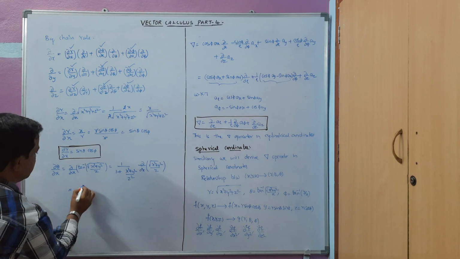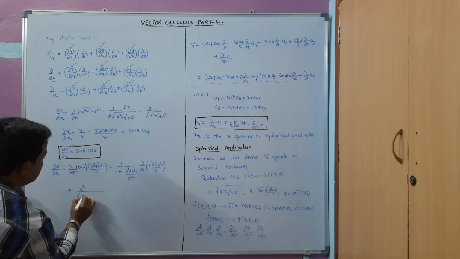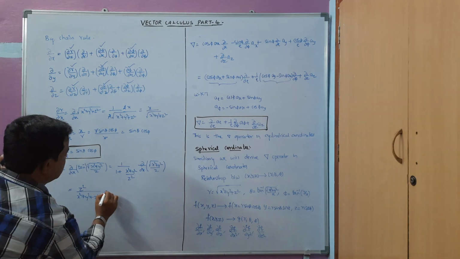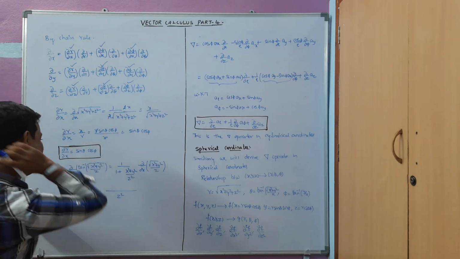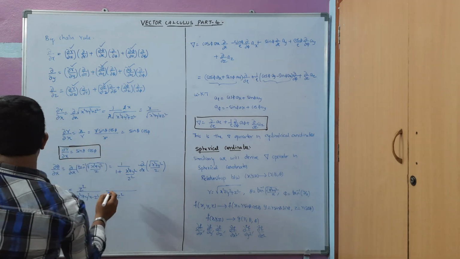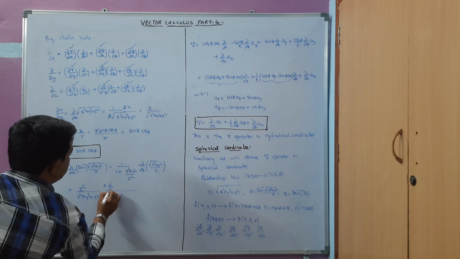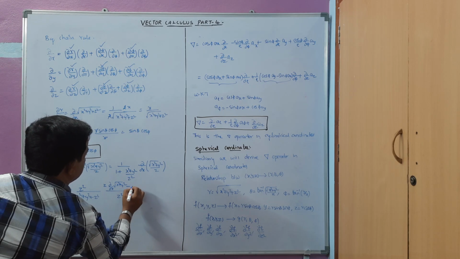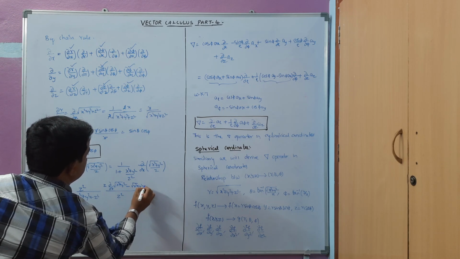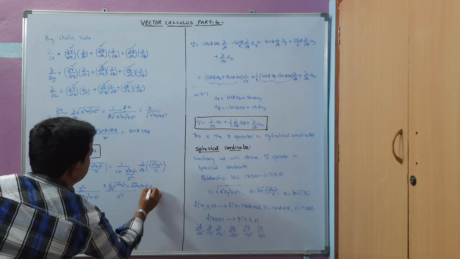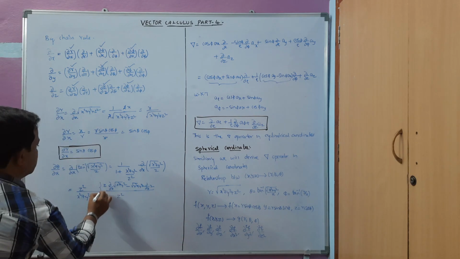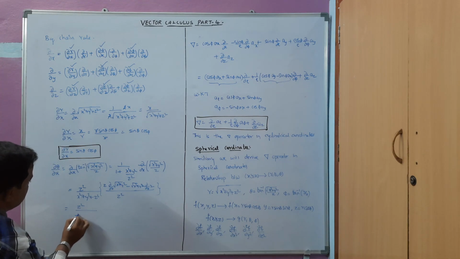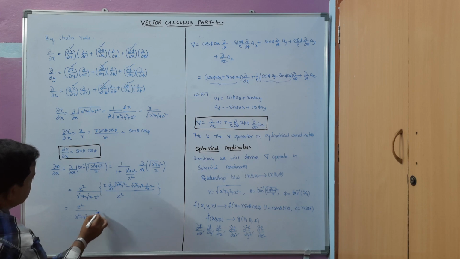So this will be equivalent to z square by x square plus y square plus z square. The differentiation using the u by v formula gives z into ∂/∂x of square root of x square plus y square, minus square root of x square plus y square into ∂/∂x of z, all over z square.